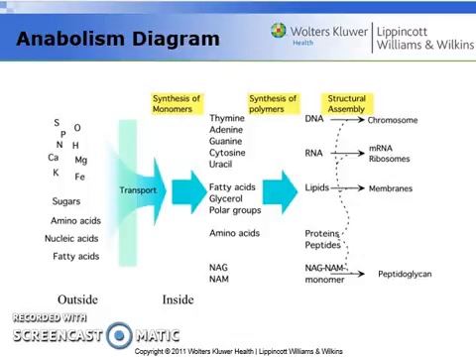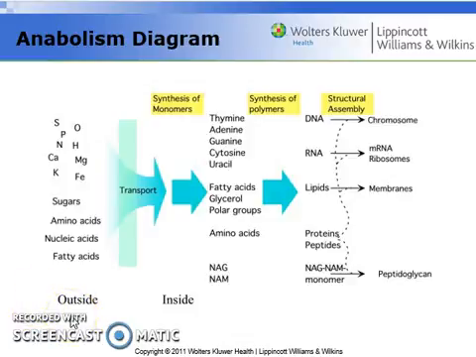So here's a diagram showing you some anabolic reactions and how they'll essentially take place inside the cell. And this is very common to our own cells. Okay, so outside of a cell, you have things that need to get inside the cell. So these are going to be things that you extract from different food sources, such as sulfur, phosphorus, nitrogen, oxygen, hydrogen, magnesium, iron, potassium, calcium, sugars, amino acids, nucleic acids, fatty acids.